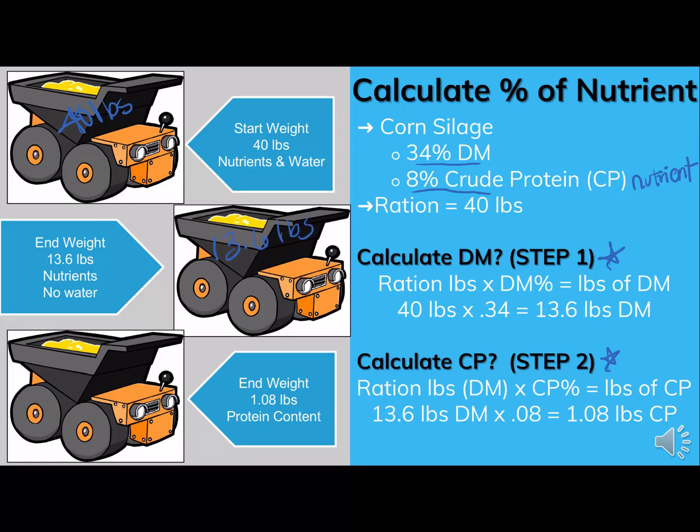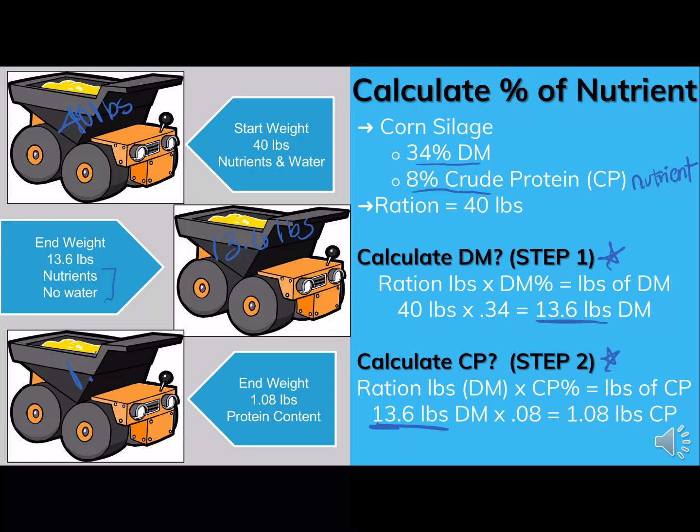So if I look at my visual example on the left, I've got my dump truck. I'm starting with 40 pounds of feed, okay? First thing I have to figure out is how much of that in that truck is actually nutrients and not water. So we already did that calculation earlier, right? 13.6 pounds. So then I take that equation one step further because I know, okay, now I went from 40 pounds to 13.6 pounds in my dump truck. I have no more water left.